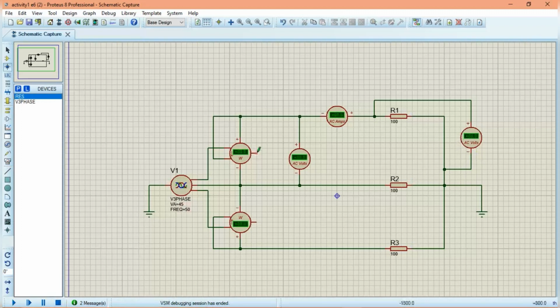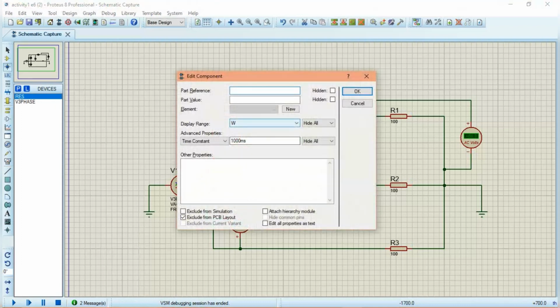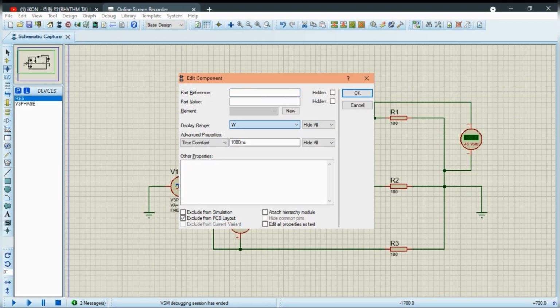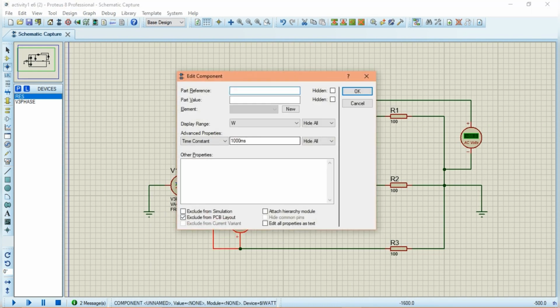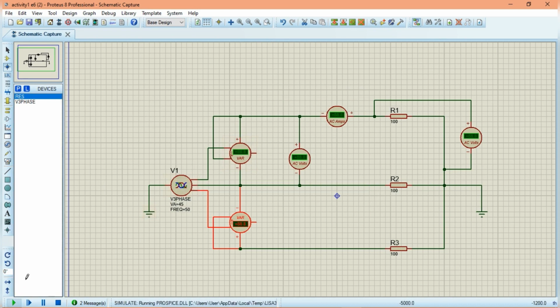Then next, we change this to the reactive power. Then when we run, the others will be the same, but for the reactive power, when we add these two, we will get 0.